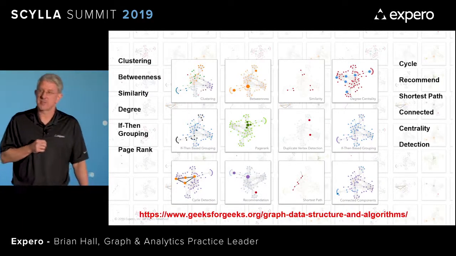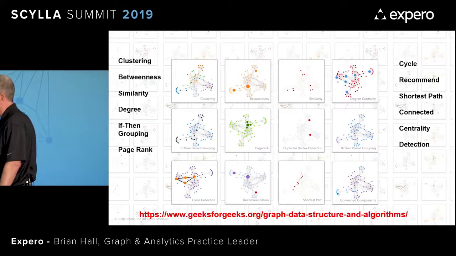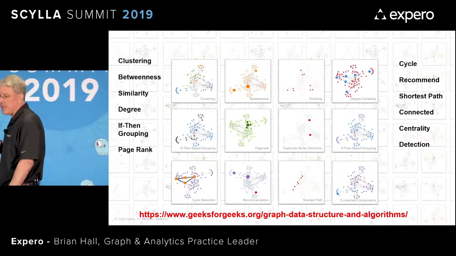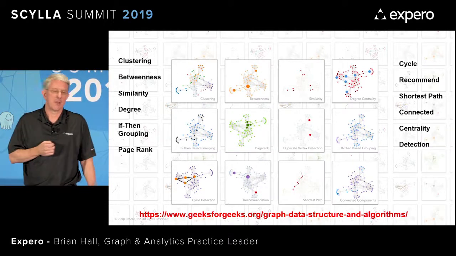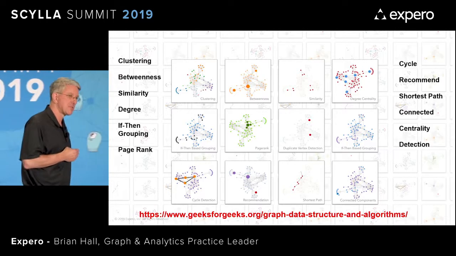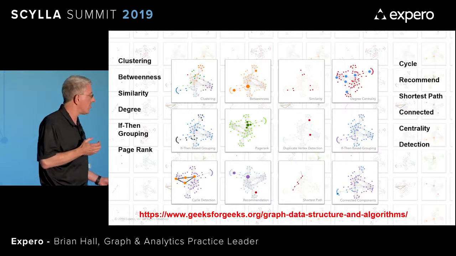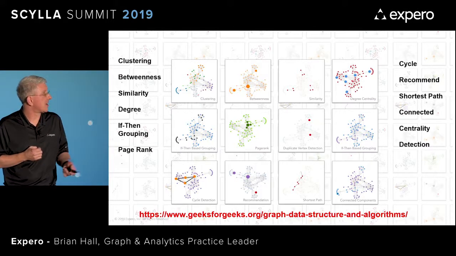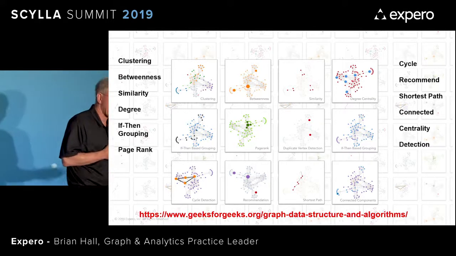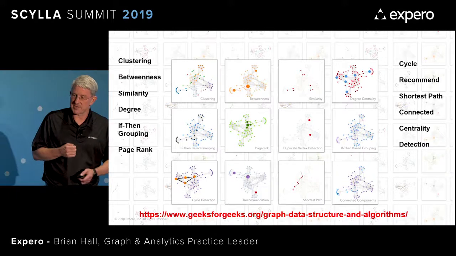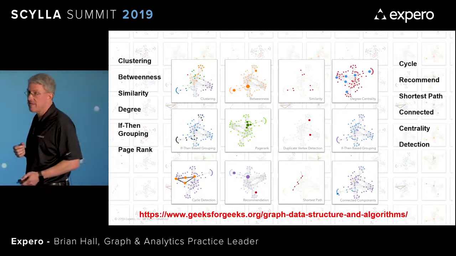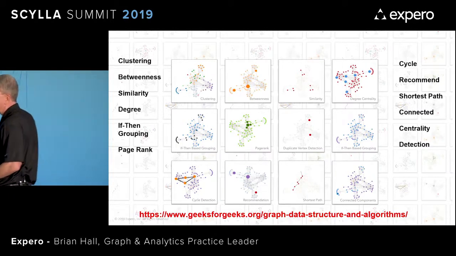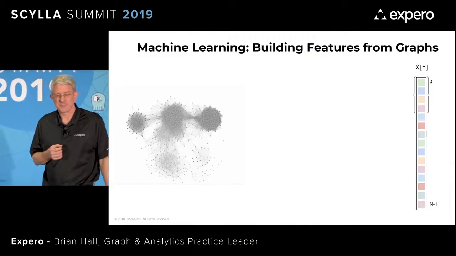One of the other benefits of having several millennia of graph theory is that there are well-published algorithms and solutions available all over the web. These are just a few. You've got clustering, you've got shortest path, you've got PageRank, all kinds of degree and similarity. So they're there for the taking and easily grabbed off the web.